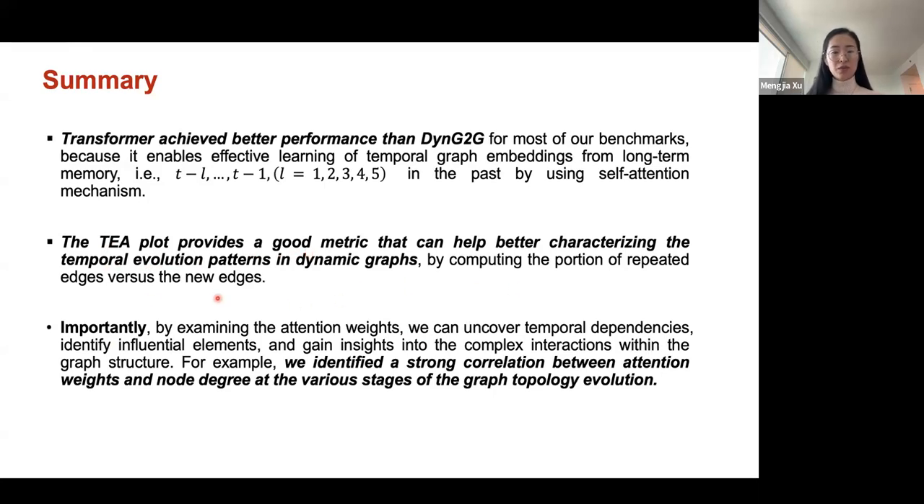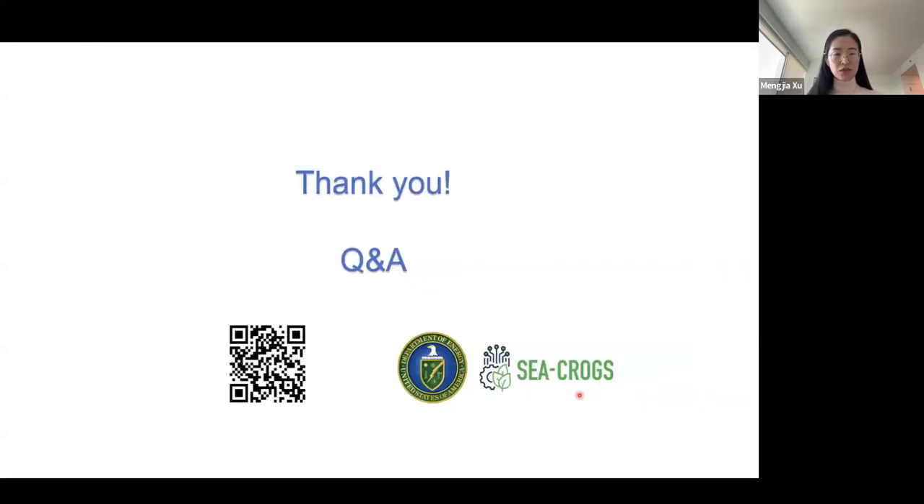And by computing the portion of repeated edges versus the new edges. And importantly, by examining the attention weights, we can uncover temporal dependencies, identify influential elements, and gain insights into the complex interactions within the graph structure. For example, we identify a strong correlation between the attention weights and the node degree at the various stages of graph topological evolution.